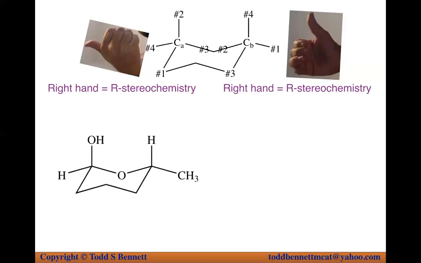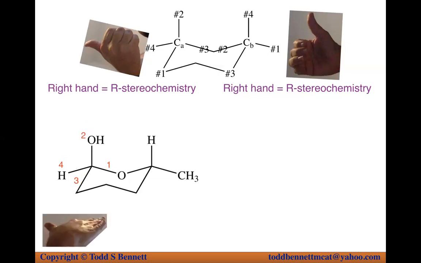So for this priority here, let me make sure this is correct. This O is priority 1. This O is 2 because this O is connected to another carbon. This is just H, 3, and 4. So for this one, your thumb should be towards 4, your fingers towards 1. This is a tricky one. So there's 4, there's 3, there's 1, and there's 2.